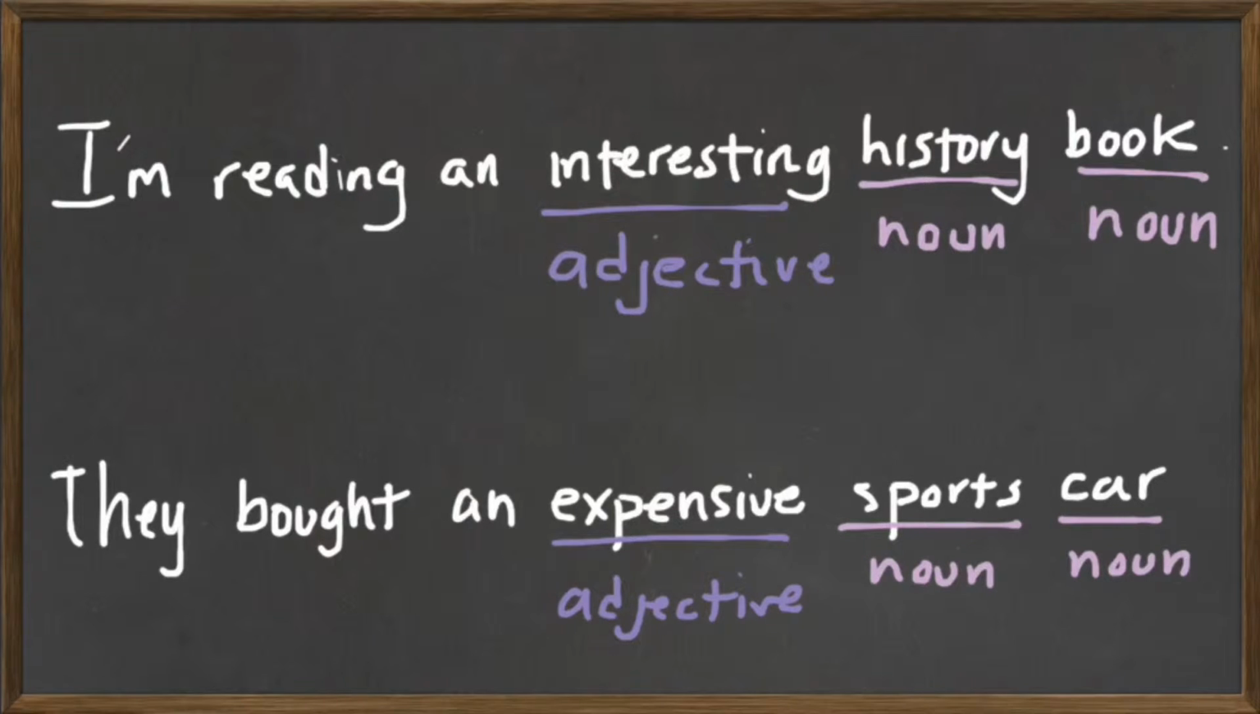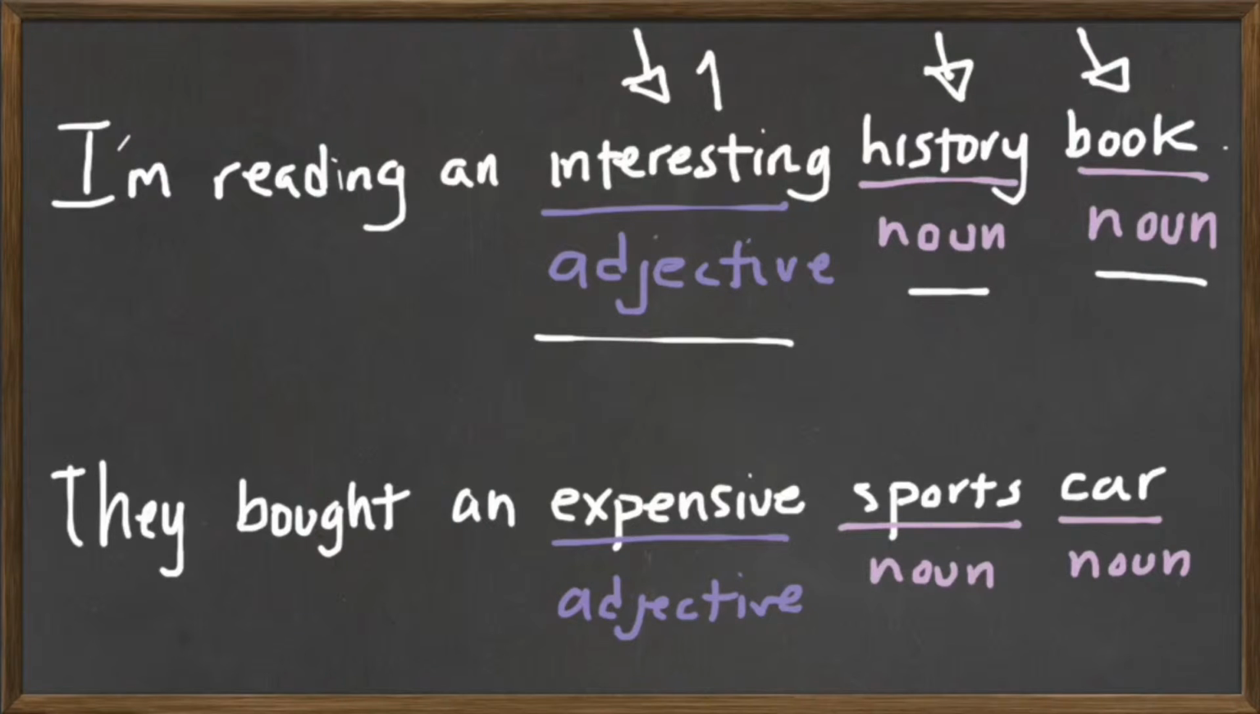Now here we have a combination of both. Example number 1, I am reading an interesting history book. We have two nouns and one adjective. The word in question here is book. We're talking about the book, and we have two words to describe it. We have first the adjective, which is interesting, and then history, a noun to also describe the book. The order is always as follows. First, we put all the adjectives, and after that, the nouns or noun.